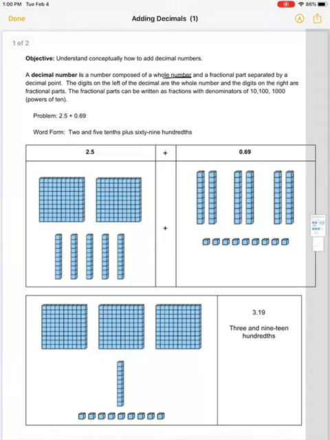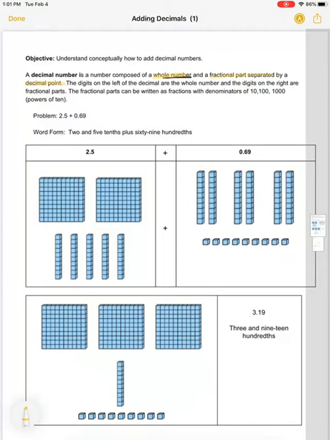So in this video, we are going to understand conceptually how to add and subtract decimal numbers. And we're going to start by just refreshing: what's a decimal number? Well, it's a number that's composed of a whole number and a fractional part that's separated by a decimal point.